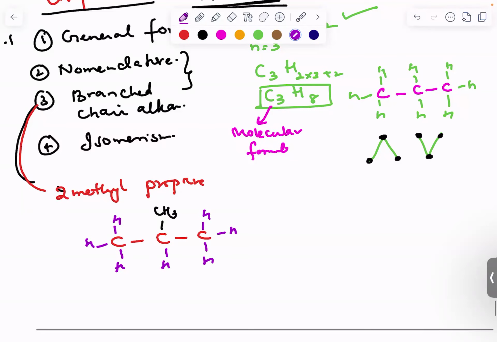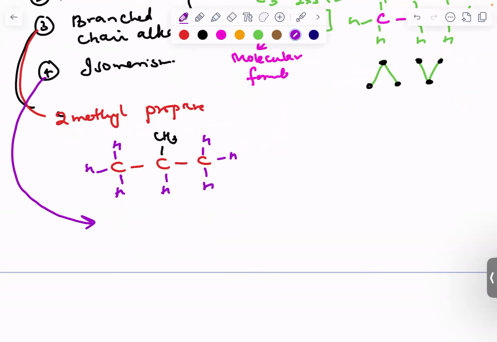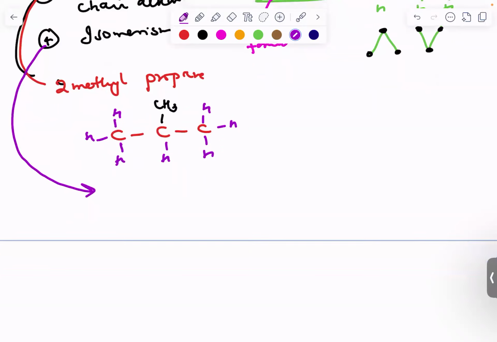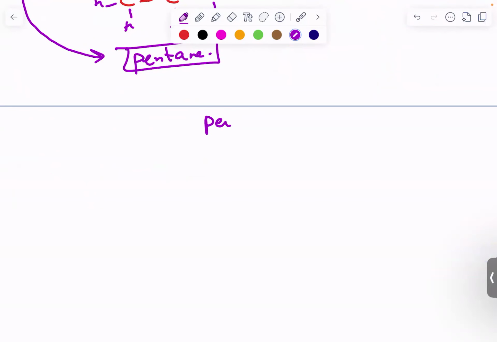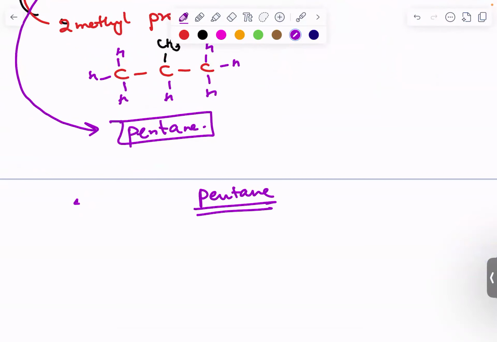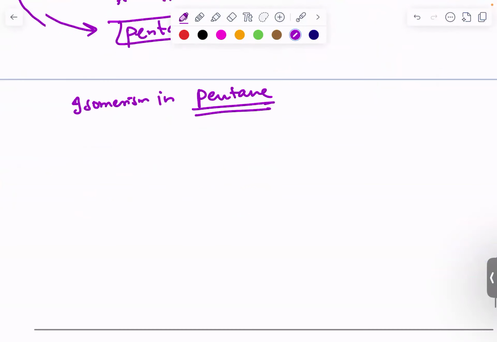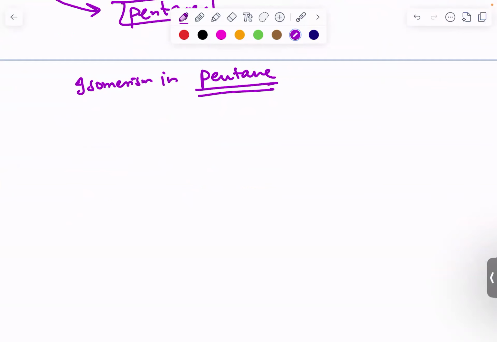I hope it's clear. Now, at the last point, isomerism, we have already done that, right? Do you remember what type of isomerism was there? Isn't it that it has the same formula but different structure? Yes. If I ask you to do it for pentane, what type of isomerism would be there? Chain isomerism.